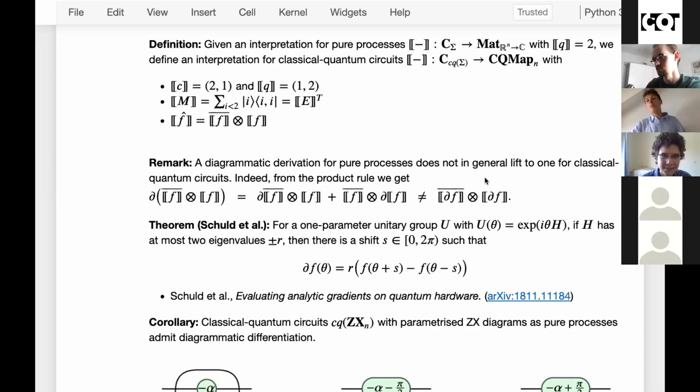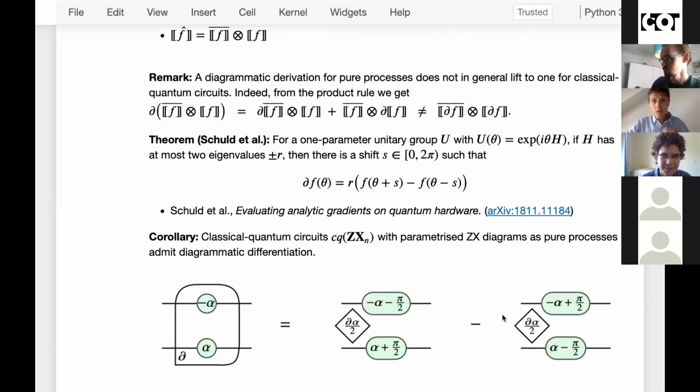If we have a one parameter unitary group and its self-adjoint matrix has two eigenvalues plus minus r, then there's a shift s such that the derivative of f can be computed as the difference of f applied to theta plus s and theta minus s, scaled by this eigenvalue. So that gives us a gradient recipe in the sense that we can evaluate the gradient of a circuit by evaluating the circuit itself at plus and minus s. Okay, here's the original paper.